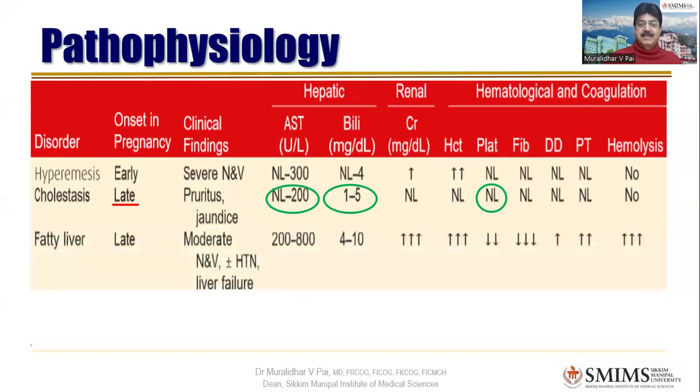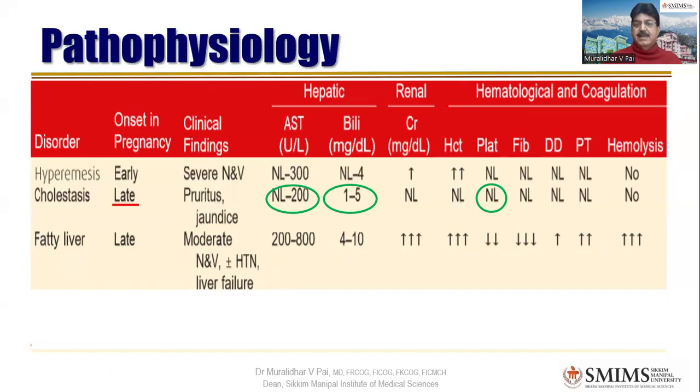Fatty liver of pregnancy, this is a very, very dangerous issue. There can be fulminant hepatitis, fatty liver, and that requires immediate delivery. Otherwise, there can be danger to the fetus as well as to the mother. Of course, it is also a late onset in pregnancy. The clinical findings are moderate. There could be hypertension or there could be liver failure also. And you can see the AST here, it is very high, 200 to 800.